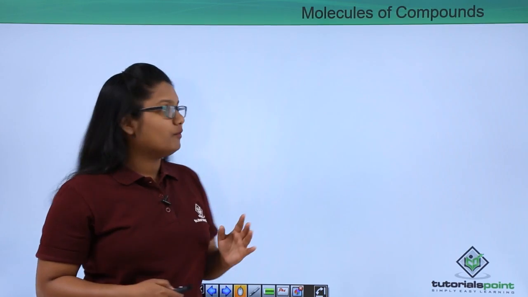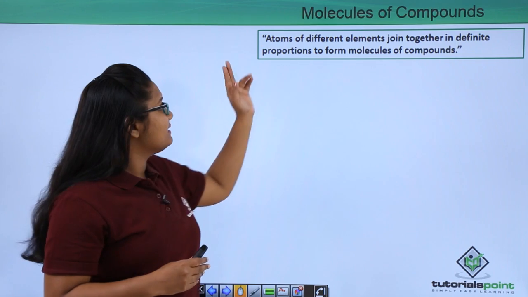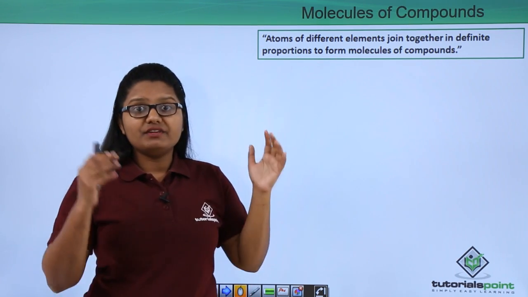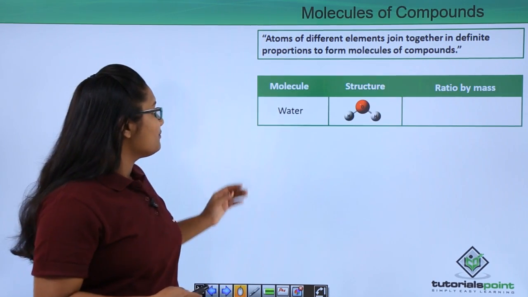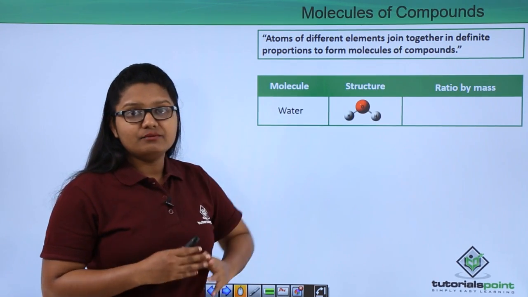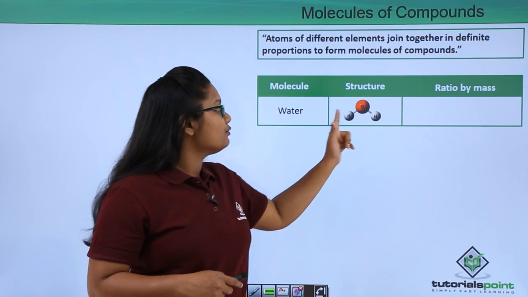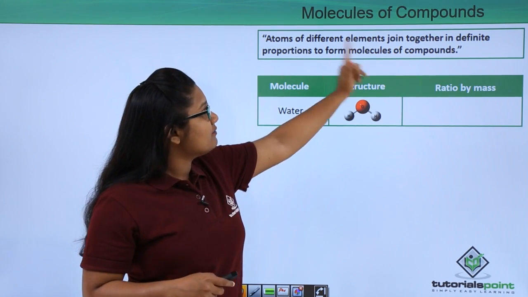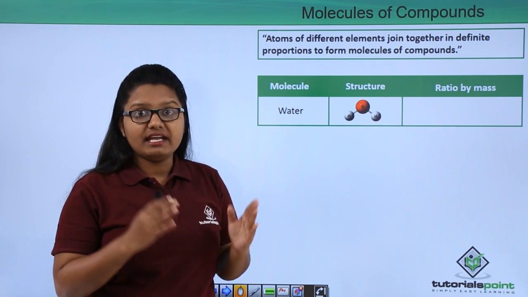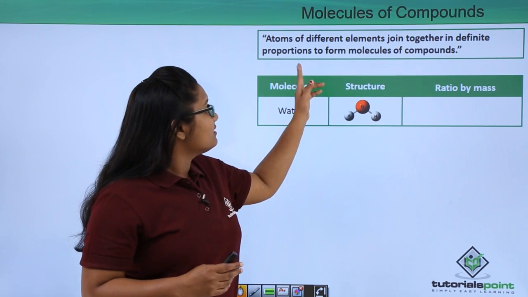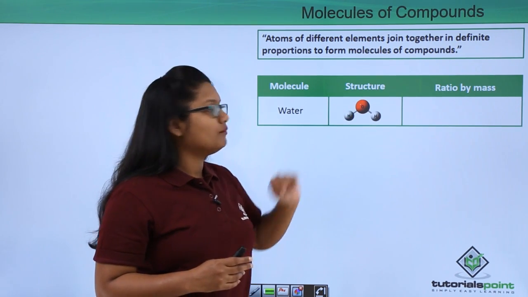Now let us move on to the molecules of compounds. So we define the molecules of compounds as the atoms of different elements which are joined together in definite proportions by their mass. So let us take some examples and understand what this means. Now a water molecule has 1 oxygen atom and 2 hydrogen atoms, and in the definition we saw that the atoms of different elements join together in definite proportions, and the proportion here means the mass of the atoms that are present in this molecule.